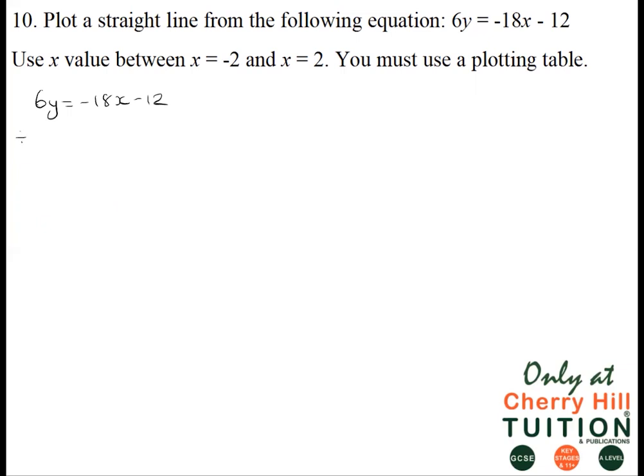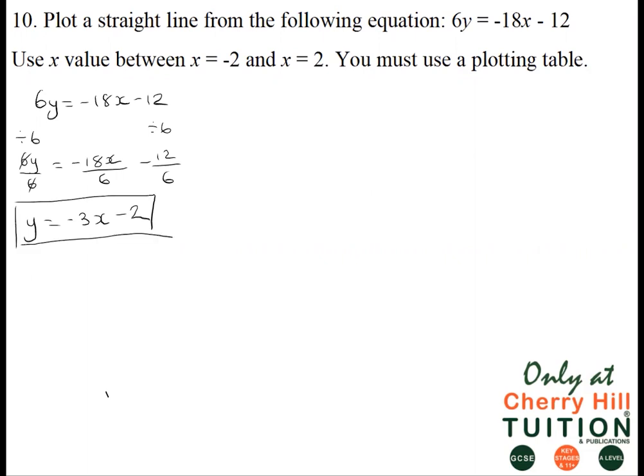We can divide both sides by 6 to eliminate the 6 and have y on its own. This leaves us with 6y over 6 is equal to minus 18x over 6 minus 12 over 6. And what this simplifies to is the 6's cancel out, leaving us with y. Minus 18x divided by 6 is minus 3x. Minus 12 divided by 6 is minus 2. So this is our equation in Cartesian form.